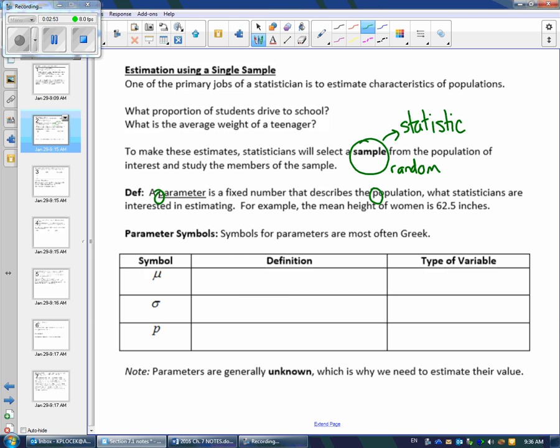Let's talk about some symbols. They like to use the Greek. We've talked about this one before. It's called mu. It's the funny looking U with the tail. And it is the mean of the population.